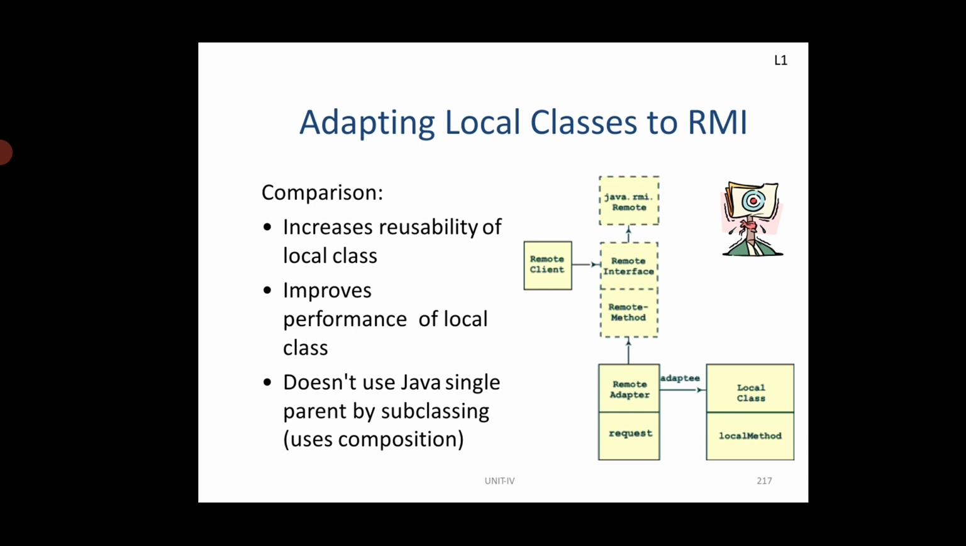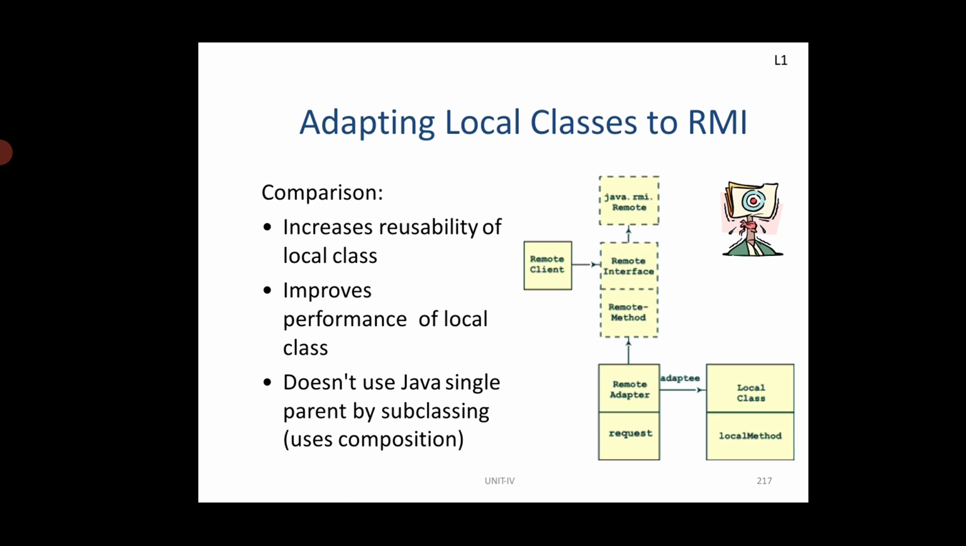If the remote client sends some remote interface and remote methods, java.rmi.Remote will inherit some remote interfaces and methods, and the remote adapter requests the specific domain adaptee, like a local class, a local method.